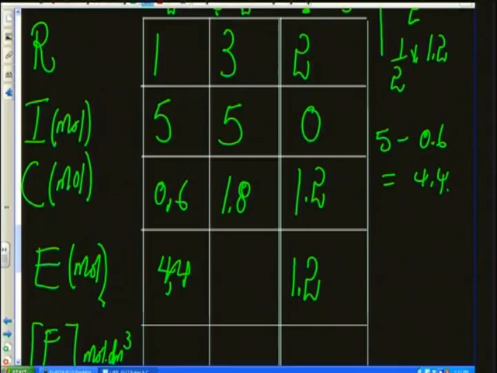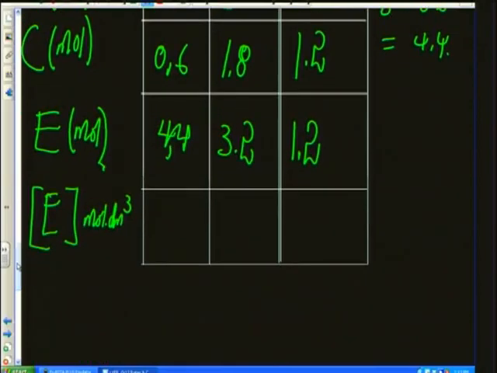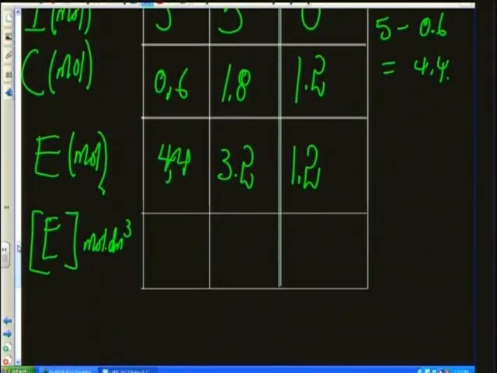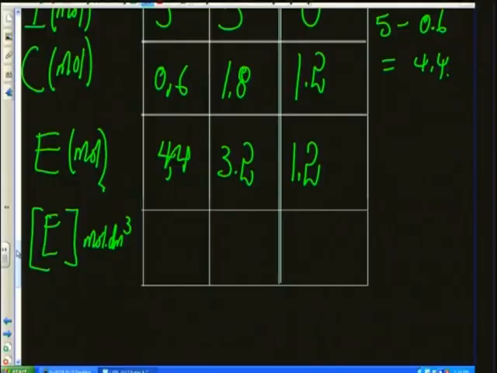And then if you had 5, and then you use 1.8, the difference there will be 3.2. So at equilibrium, what we have got is 4.4 mole of nitrogen, 3.2 mole of hydrogen, and 1.2 mole of ammonia. Now, remember we have to use the concentrations when we look at the Kc expression like I've written it above. So we are going to divide all these numbers of moles by 5 decimeter cube.